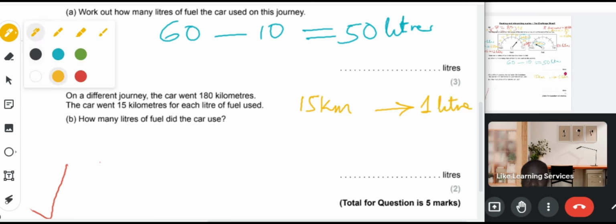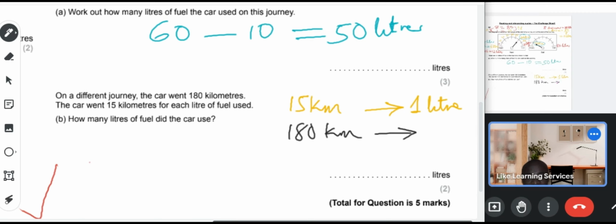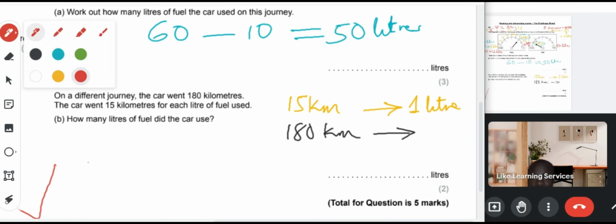So now you need to know what 180 kilometers will be. On a different journey the car went 180 kilometers, and every 15 kilometers is 1 liter. So 180 kilometers will be what? Just solve it so that we can conclude.